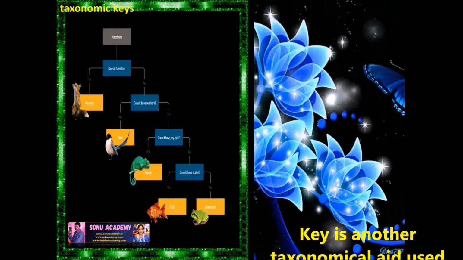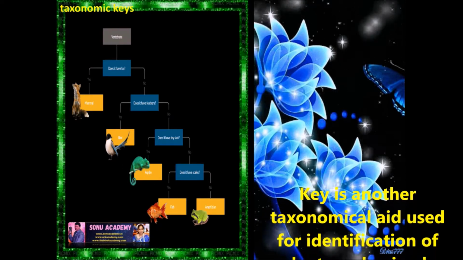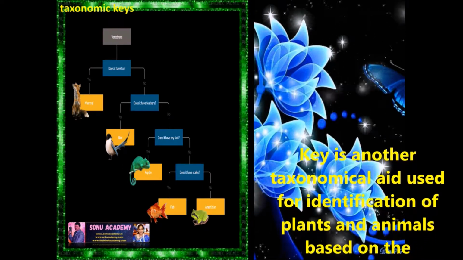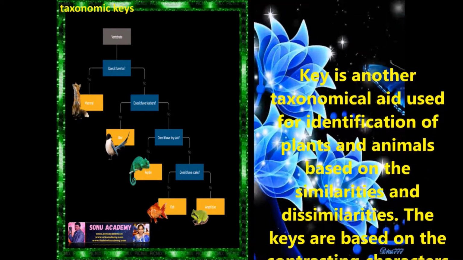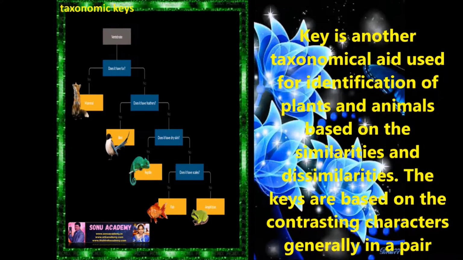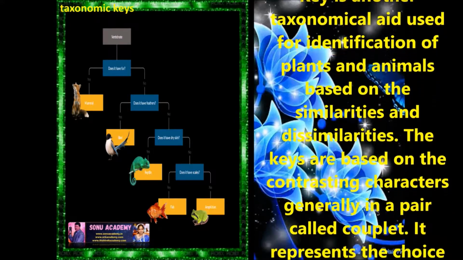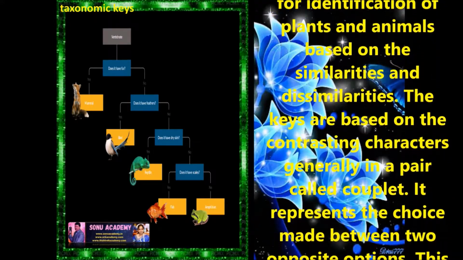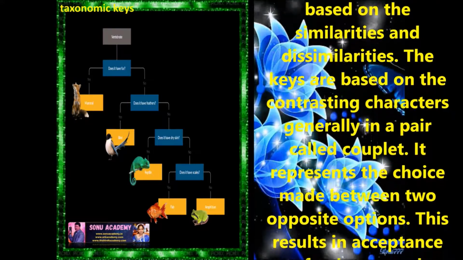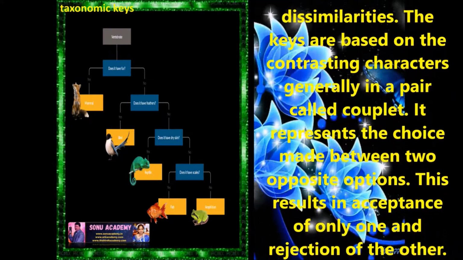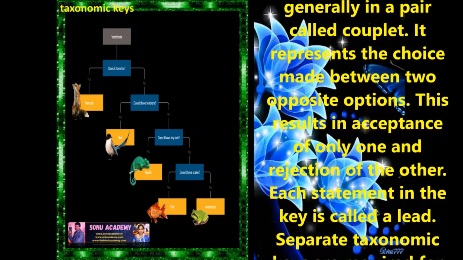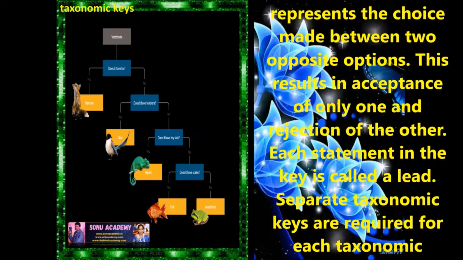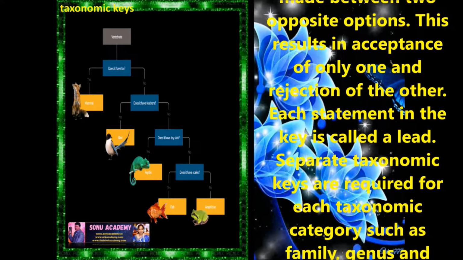Now let us discuss keys. A key is another taxonomical aid used for identification of plants and animals based on similarities and dissimilarities. The keys are based on contrasting characters, generally in a pair called a couplet. It represents the choice made between two opposite options. This results in acceptance of only one and rejection of the other. Each statement in a key is called a lead.